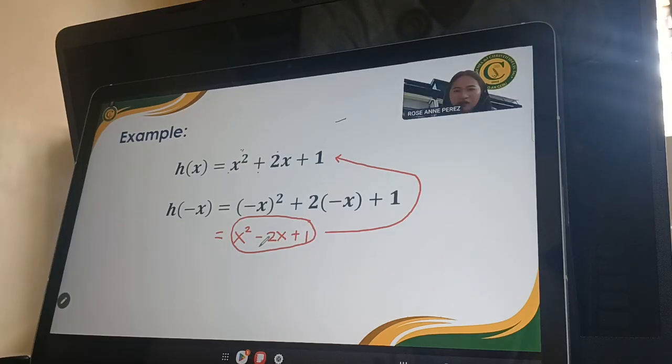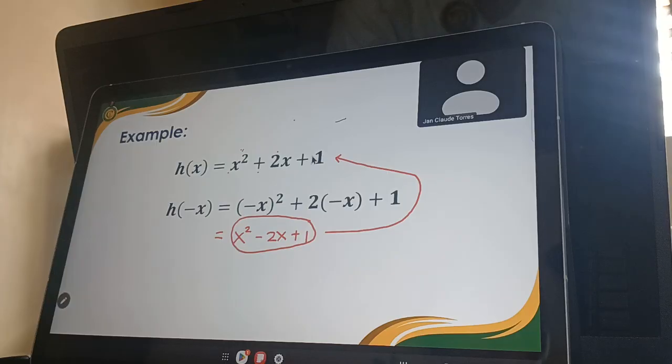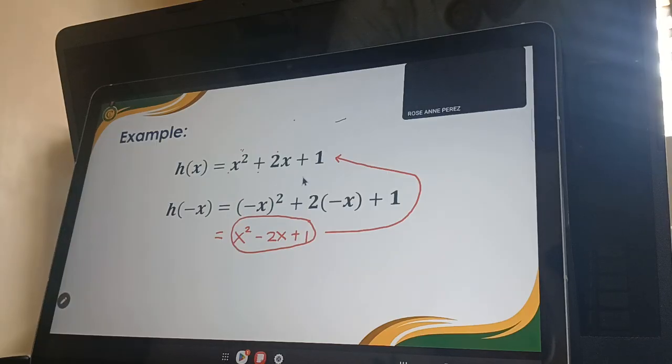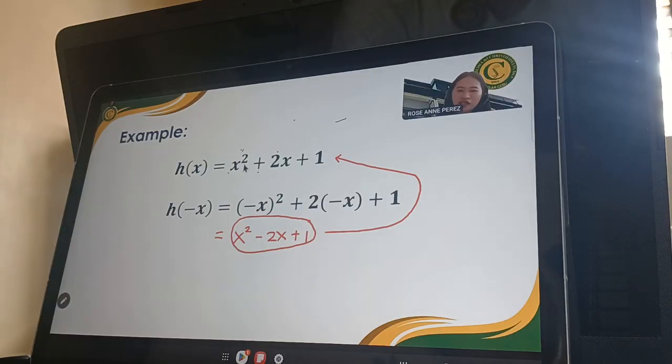Okay, and then for our last term, look at our last term. Parehas. We have, okay, so they are the same. Now, as you can see, first term, it's even. For the second term, it's odd. And then for the last term, balik na siya ka-even. Okay, what do you think is this? What kind of function?